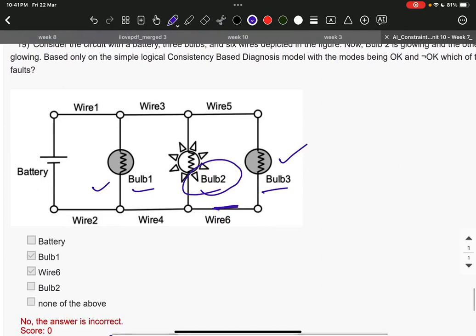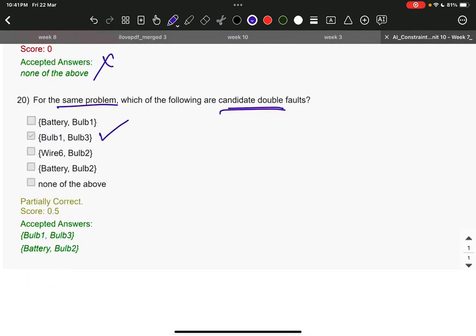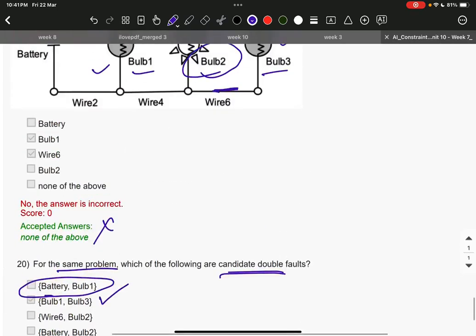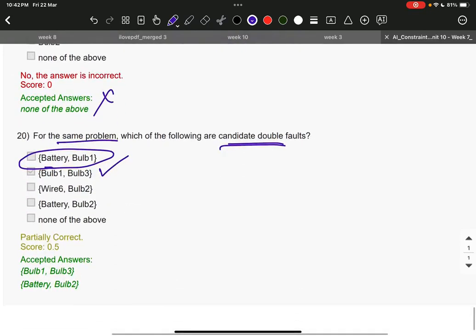Battery and bulb 1: how could it be? I do not know, because if the battery is faulty, bulb 2 will also not glow. That's why it's better that whatever you know, you just click it. Bulb 1 and bulb 3 is the only option I prefer.